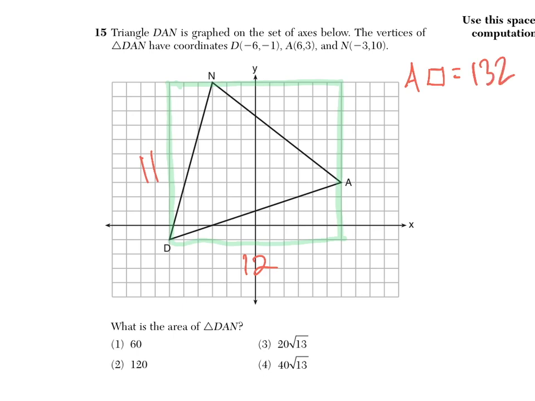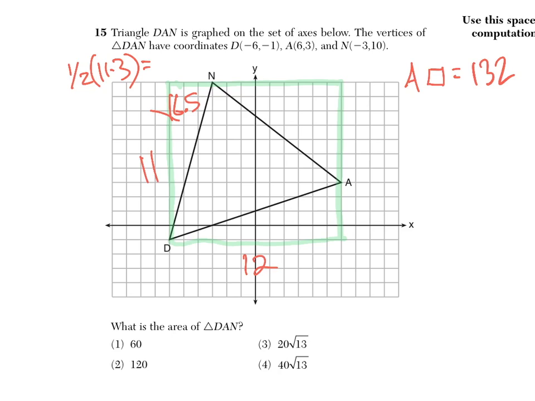Great. So now we need to figure out the area of these triangles. We'll start with this individual triangle right here. We know the area is 1/2 base times height. So it's going to be 1/2 times 11 times 3 across. And so that gives us 33 halves, which is 16.5. All right, so we got 16.5.